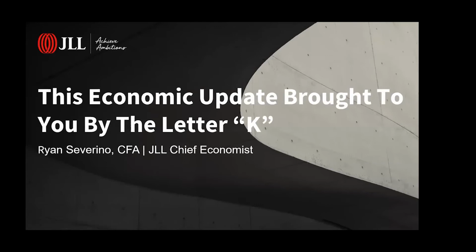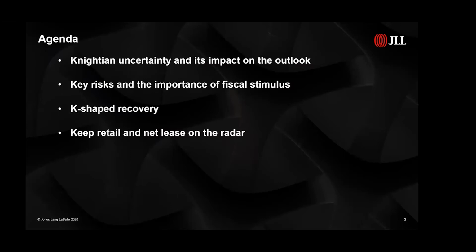I am channeling my inner Sesame Street fan and titling this economic update brought to you by the letter K, because that's the theme that I really want to convey in the discussion this morning with everyone. I'm going to talk about Knightian uncertainty and what it means for the economic outlook. I want to talk about some key risks and the importance of fiscal stimulus as we try to peer into the crystal ball and figure out where the world is going over the next 6 to 12 months.